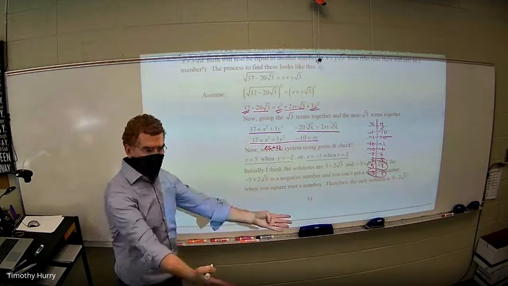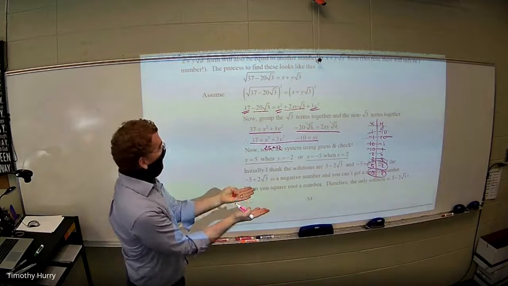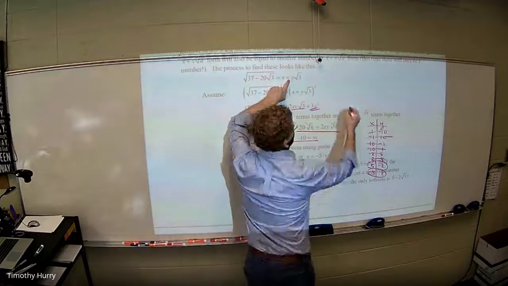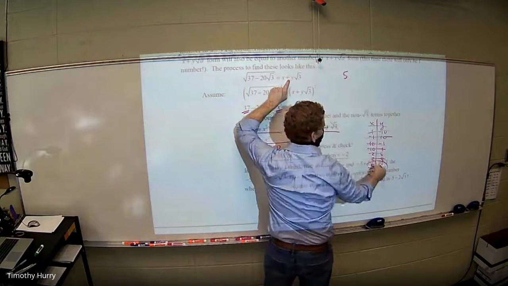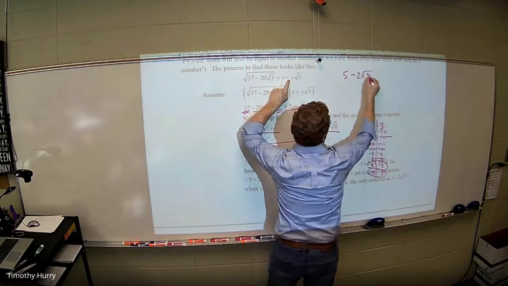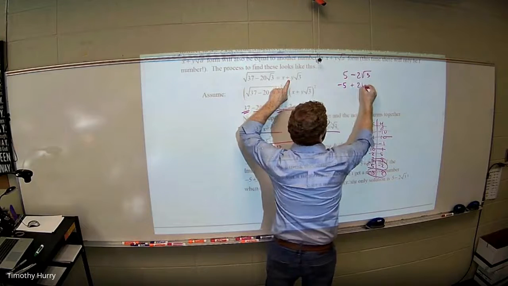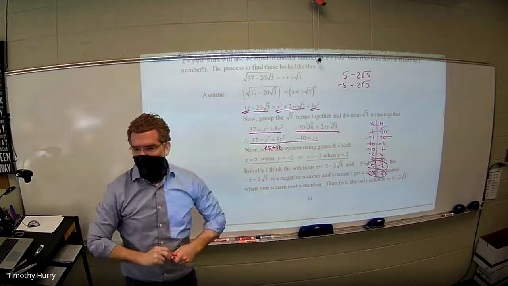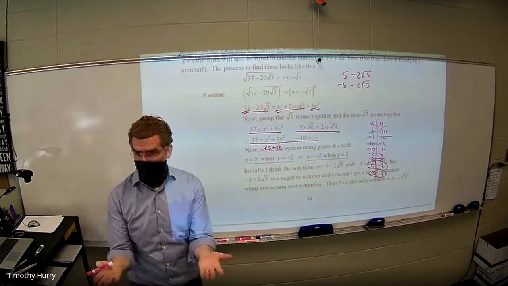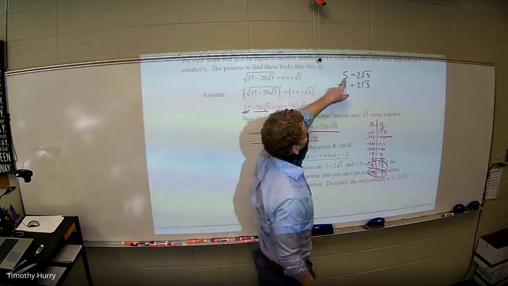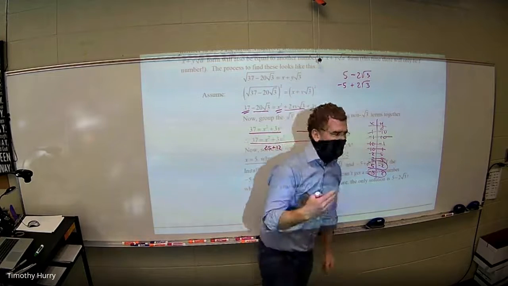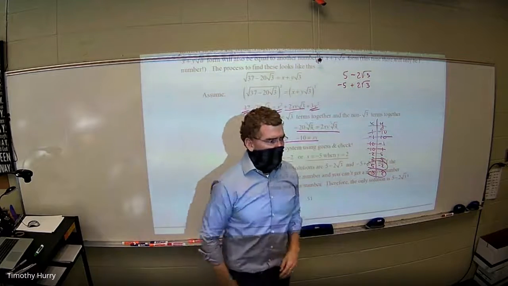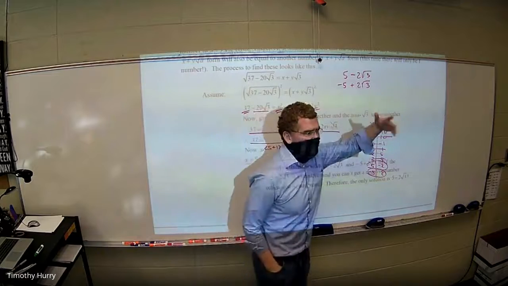You would think if those are your x's and your y's that you could come straight up here and say 5 minus 2 root 3 and negative 5 plus 2 root 3. Here's where you've got to be careful. Somebody tell me approximately what 5 minus 2 root 3 is equal to. About 1.5. How do you figure? Walk me through it.